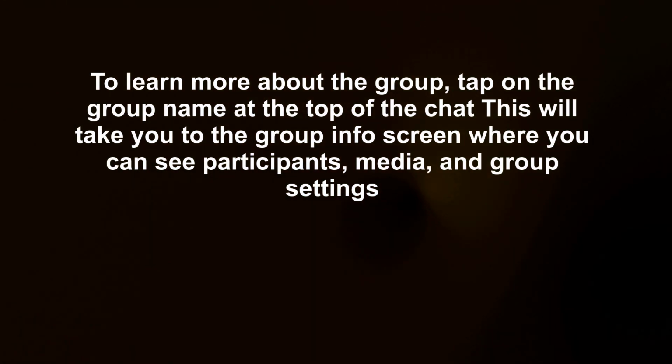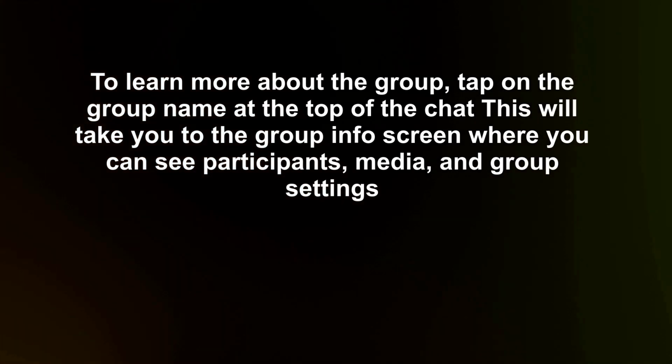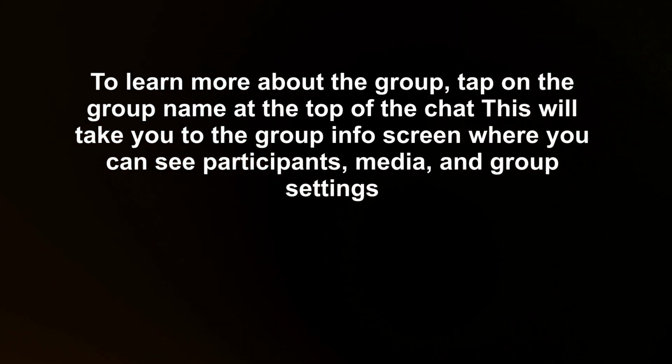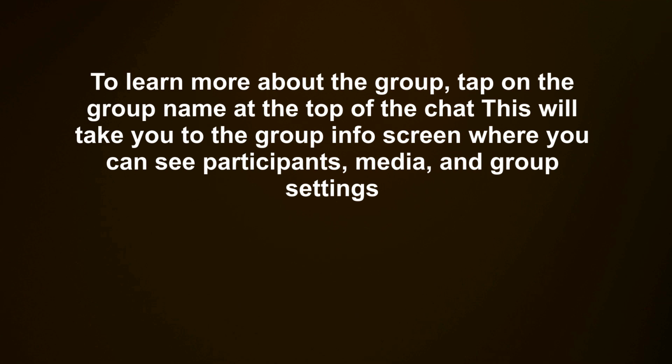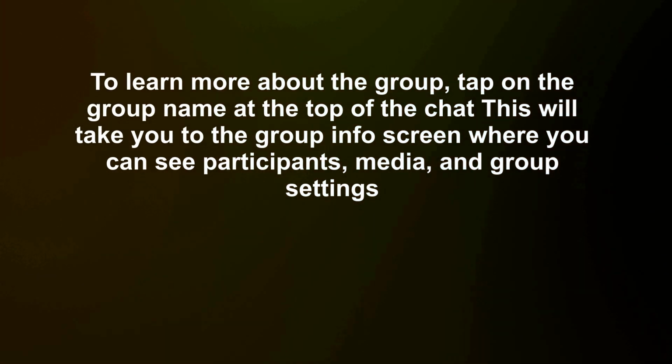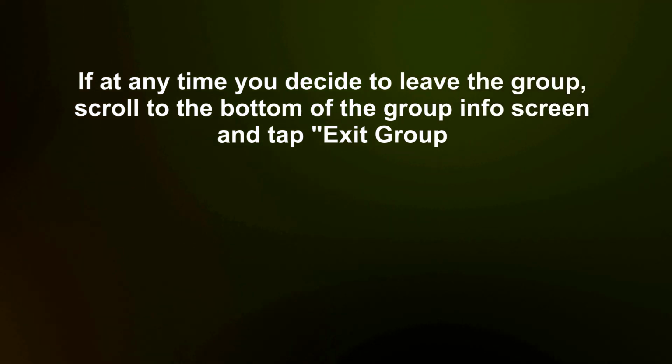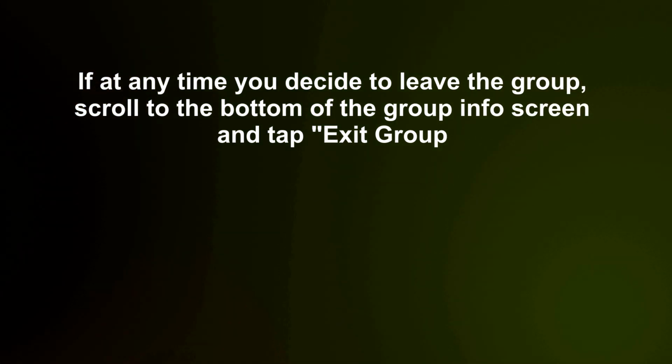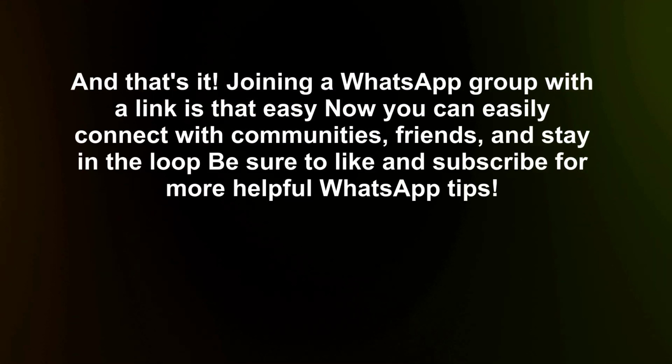To learn more about the group, tap on the group name at the top of the chat. This will take you to the group info screen where you can see participants, media, and group settings. If at any time you decide to leave the group, scroll to the bottom of the group info screen and tap Exit Group.